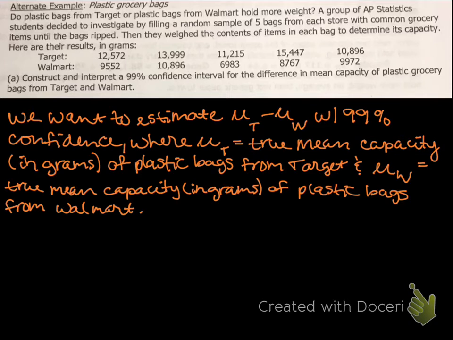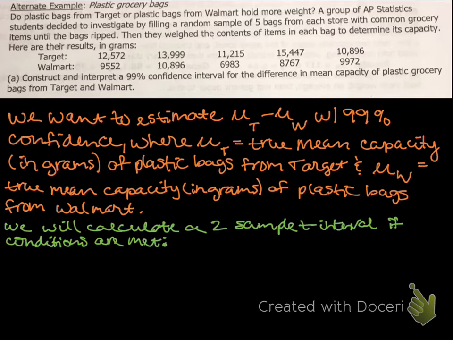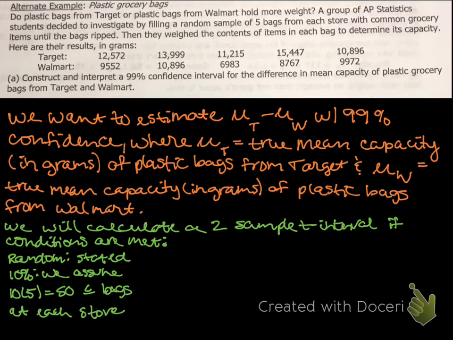Alright, plan. Plan checks the conditions and names the test. So we will calculate a two-sample t interval if conditions are met. That's the name of the test, two-sample t interval. And here are the conditions. Random, it's stated that it's a random sample. 10%, we assume 10 times 5 equals 50 is less than the number of bags at each store. Notice it says at each store. Not just one. If I do one for Target, I must also do one for Walmart. I have to check it for both stores.